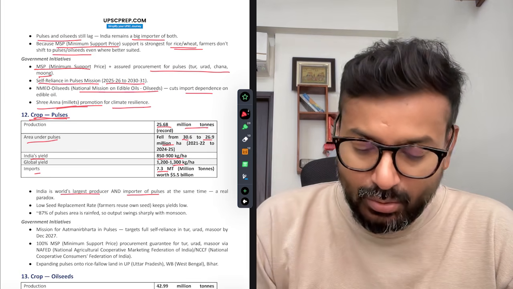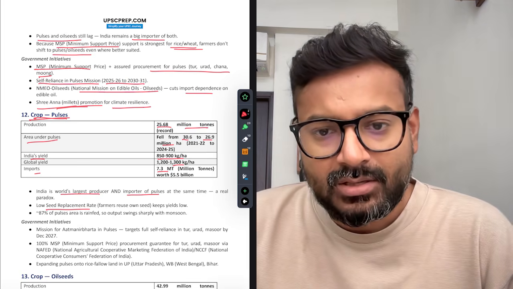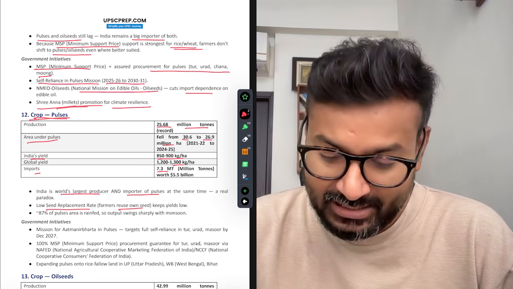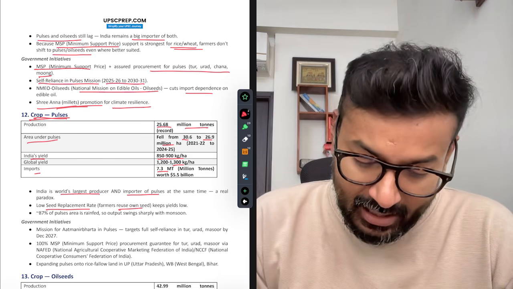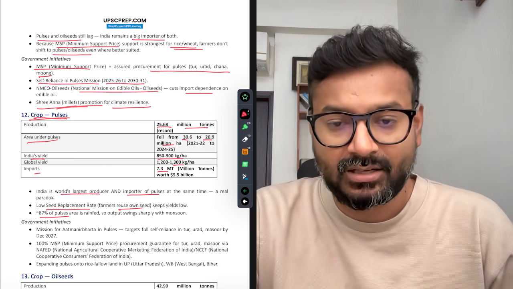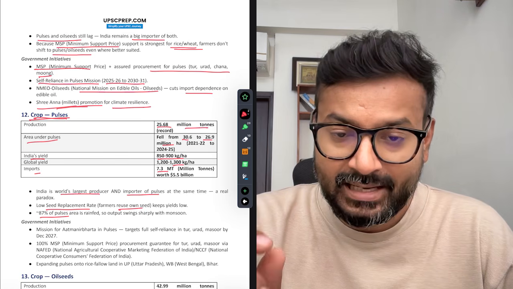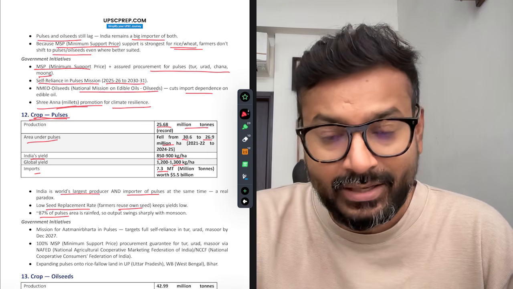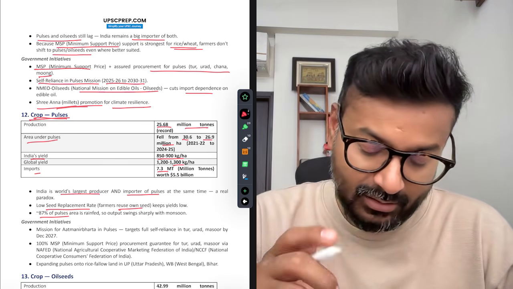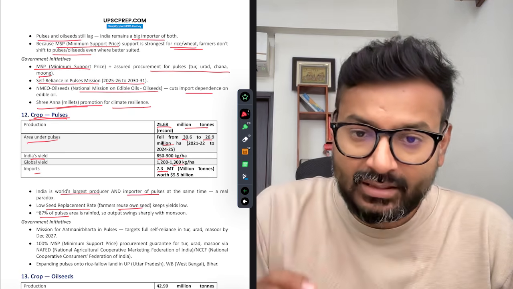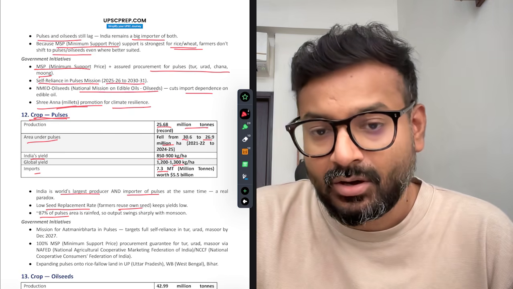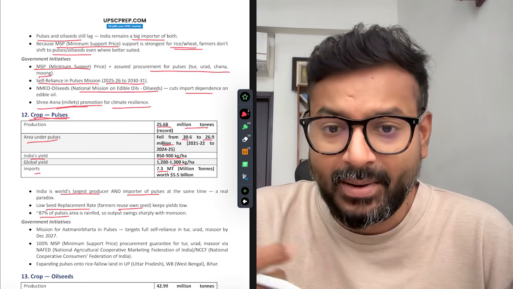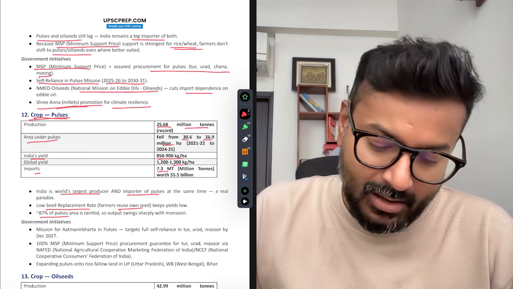In pulses, we have a low seed replacement rate because the farmers use their own seeds for pulses rather than procuring certified seeds, which keeps our yield lower. And 87% of the pulses area is rain fed. Okay, so farmers who have access to irrigation are not choosing to grow pulses, rather they grow rice and wheat. Okay, and therefore monsoon, which is not something that we can depend on, it is very volatile, and if there is a bad monsoon in any of the year, the pulses production plummets.